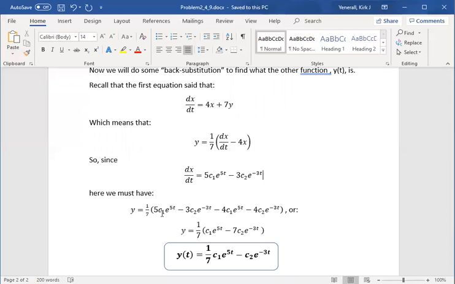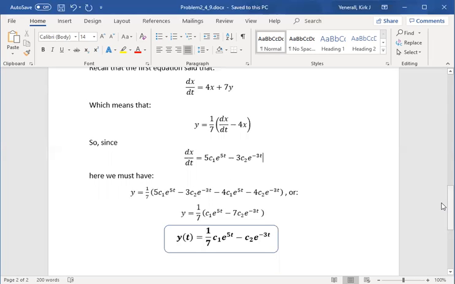And I can do some algebra. I can combine the terms involving e to the 5t and the terms involving e to the minus 3t. And when all is said and done, after the algebra, I'll have that y of t equals 1/7 of c1 e to the 5t minus c2 times e to the minus 3t. Now notice those C1 and C2 are the same C1 and C2 that appeared in the expression for x of t. In other words, once we pick the C1 and the C2 for the x function, that essentially determines what the coefficients have to be for the y function.